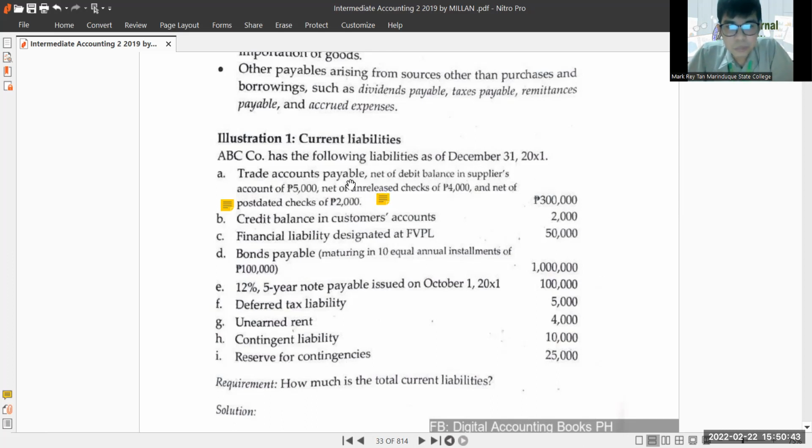Okay, trade accounts payable, net of debit balance in supplier's account of 5,000, net of unreleased checks of 4,000, and net of postdated checks of 2,000. Ayan. So, medyo agad, no? Medyo yung letter A pa lang, parang ang hirap na kagad.